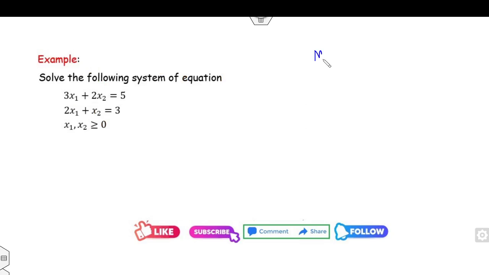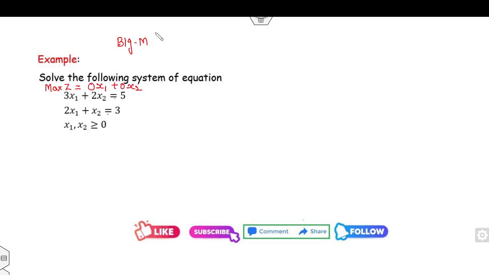You can see in this problem, the objective function is missing. Fine. So how can you solve this problem? I can choose the objective function to be 0x1 plus 0x2. So what you can choose is 0x1, 0x2. Fine. And once it's 0x1 and 0x2, then because of the equality, you can apply the big M method.